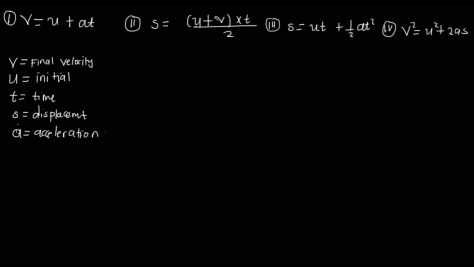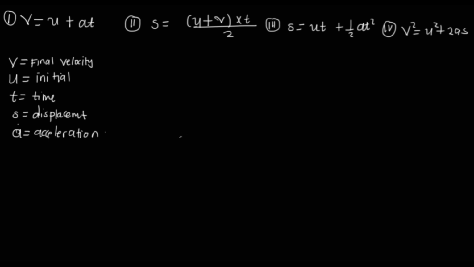Now, there are some conditions that you need to have in mind whenever you are using these formulas. The first condition is that the acceleration must be uniform. We are going to use a graph to identify when acceleration is uniform. Then the motion must be in one dimension, that is, in a straight line. And if one direction is positive, the opposite must be negative.